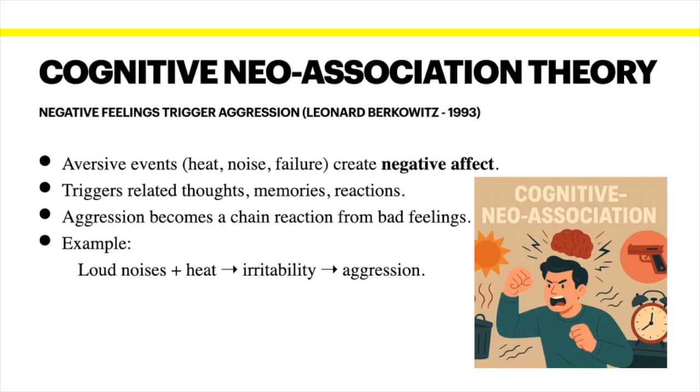Berkowitz said, aggression can come from any unpleasant situation, not just frustration. Imagine you are stuck in a hot, noisy classroom with no fan and someone bumps into you. You might snap, even if it's a small thing. These negative situations trigger aggressive thoughts and memories, which automatically make you react. This theory explains how everyday discomforts can increase aggression.